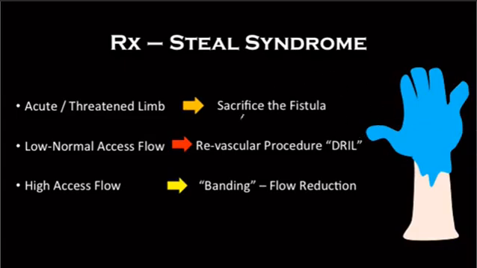And if they're going to lose their arm, then you need to not do that. Put a temporary line in, kill the fistula, let their hand not die, and then put a fistula or graft in the other arm or somewhere else.